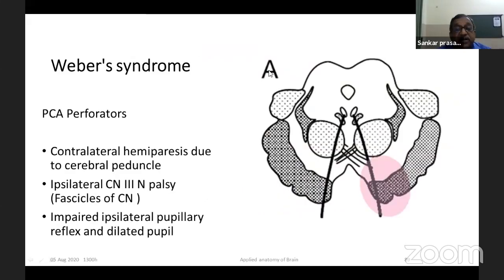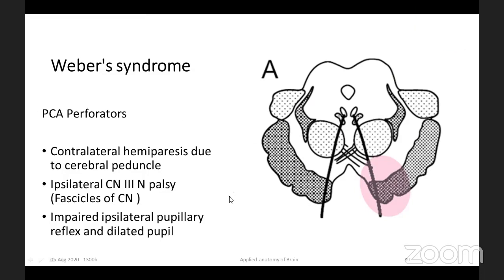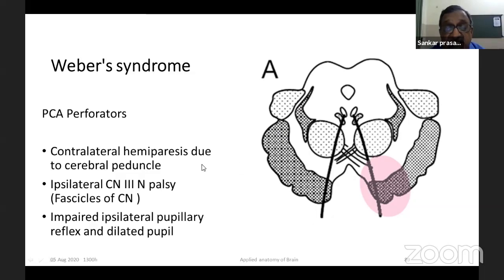So that is perforators. This is Weber syndrome: contralateral hemiparesis due to cerebral peduncle involvement, ipsilateral cranial nerve 3 involvement, that is the fascicles of cranial nerve 3, ipsilateral loss of pupillary reflex and dilated pupil. This is due to the PCA perforators coming from the basilar artery. Weber syndrome is crossed hemiparesis with third nerve palsy.